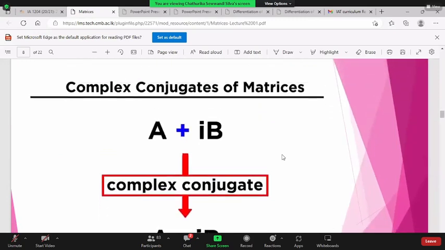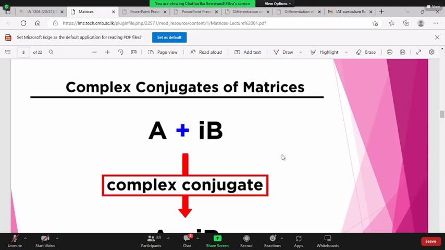Next, complex conjugate. Now you have the knowledge regarding complex numbers, because you have covered the complex number part in pre-calculus. So, the complex conjugate of matrices. You know what a complex conjugate is: if the complex number is x plus iy or a plus ib, the conjugate is a minus ib. You change only the sign of the imaginary part.